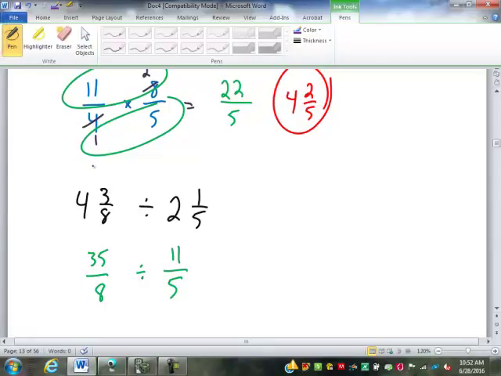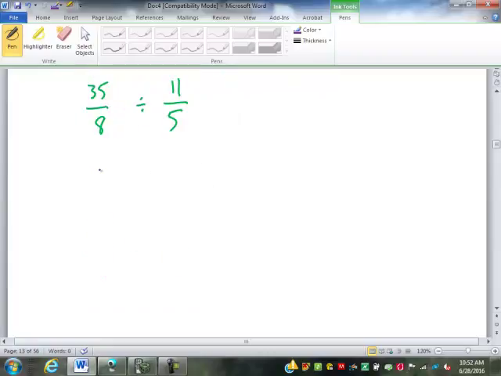Say no. Why not? Because at this point it's still division, right? You have to turn it into multiplication. You can only cross cancel in multiplication. So we have to turn it into multiplication. So the 35/8 will stay the same, times 5/11. At this point, now that it's multiplication, we could cross cancel if there were anything to cross cancel. Unfortunately, there's nothing that we can cross cancel.